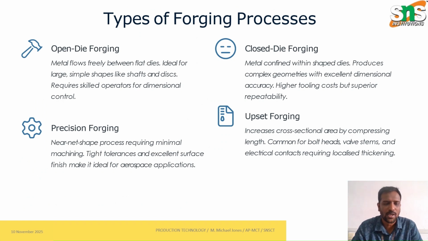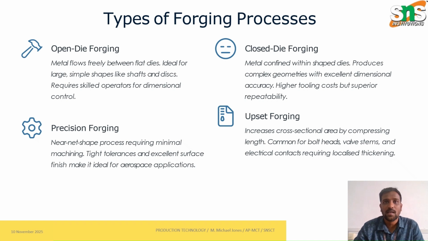What are the types of forging used? Open die forging and closed die forging are very commonly seen. In open die forging, the metal flows freely between flat dies. In closed die forging, the metal is confined into the shape of the die. The major difference is that in open die forging the material is allowed to expand. But in closed die forging, though forging is always a compressive process, the metal is confined into the shape.